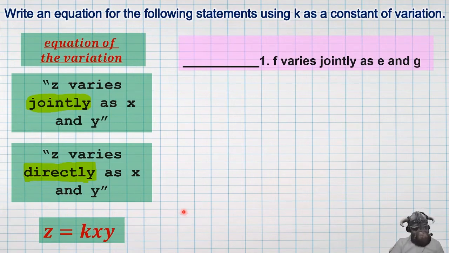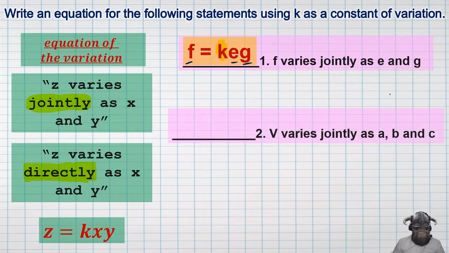So it can be translated as F is equal to KEG. So don't forget itong constant of variation natin. Then all you need to do is to input F on the left side of the equation and then EG kasi product siya ng E and G.